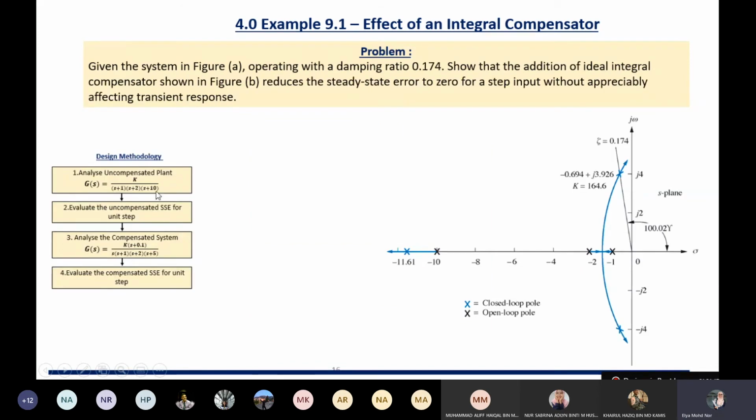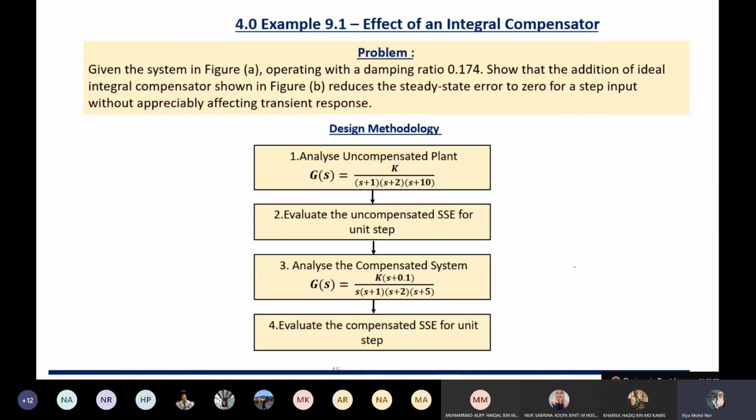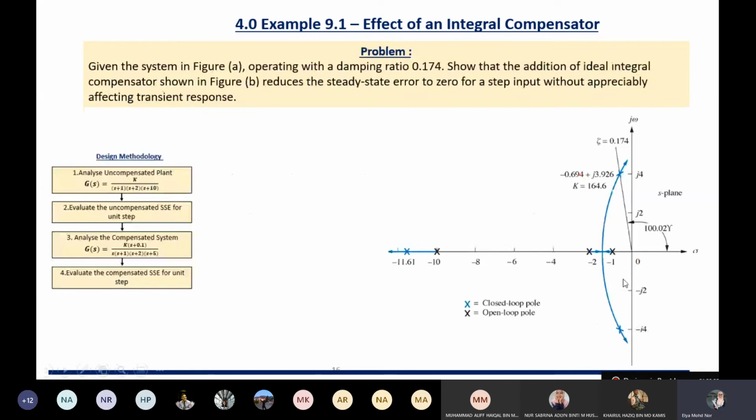Okay. So the first one, when we analyze the uncompensated plant, we know that we have 3 poles: S plus 1, S plus 2, and S plus 10. So the root locus will have 3 poles at minus 1, minus 2, and minus 10. So this is the root locus that we get. Again, we can use MATLAB, but you also need to know how to sketch this root locus using pen and pencil. Okay, so for this root locus, the question asks us to look at the damping ratio of 0.174 here.